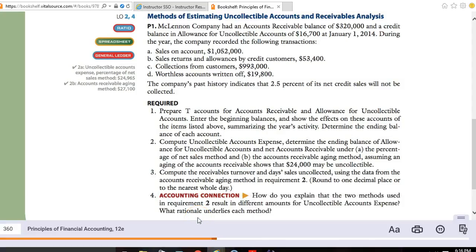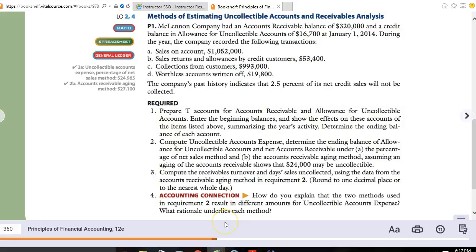Now the next piece says, compute the uncollectible accounts expense. Determine the ending balance of allowance for uncollectible accounts and net accounts receivable under two different methods: the percentage of net sales method and the accounts receivable aging method, assuming an aging of the accounts receivable shows that $24,000 may be uncollectible. So let's take the first one. Under the percentage of net sales method, it tells us the company's past history indicates that 2.5% of its net sales, credit sales, will not be collected.